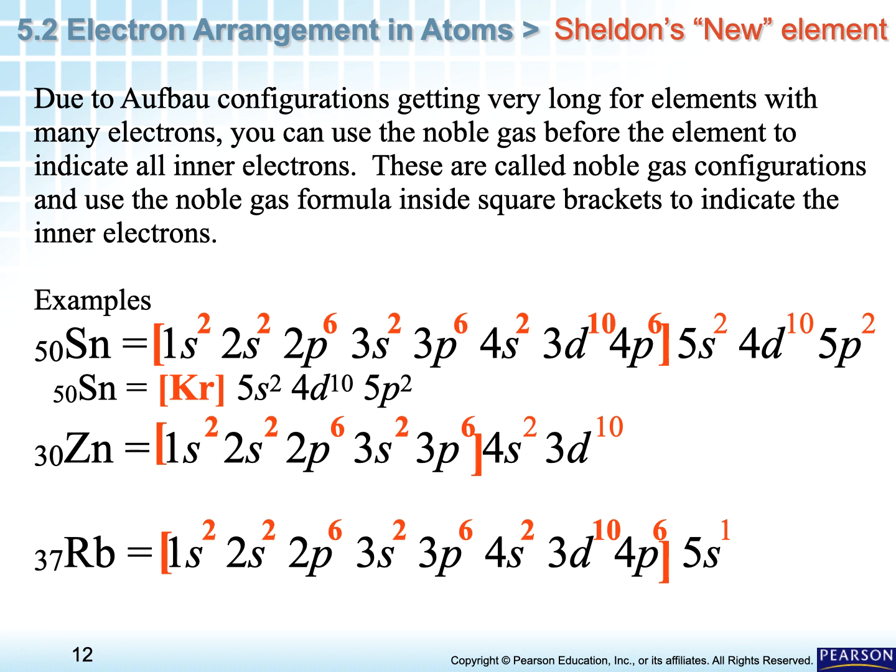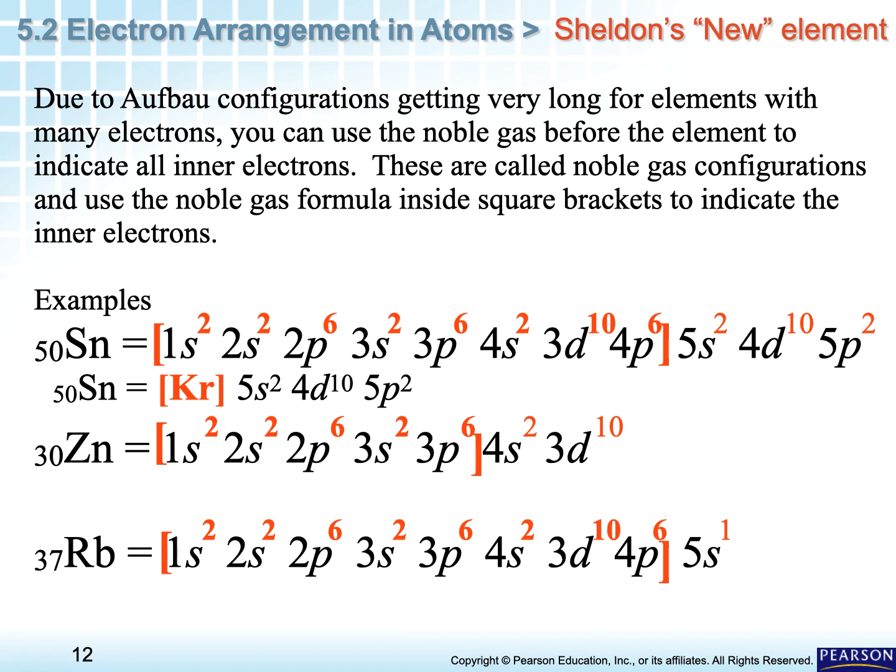The 5th row is 5s, 4d, 5p. The krypton is 36, and then 5s gets 2, that's 38. Then 4d gets 10, that's 48. And then 5p gets 2, there's my 50. The same thing for zinc.